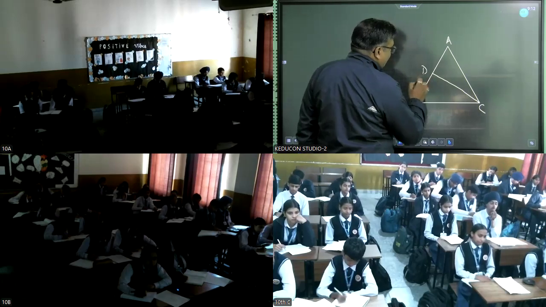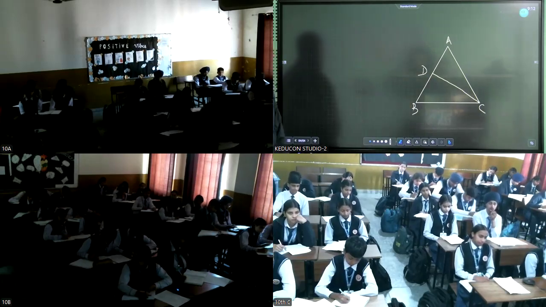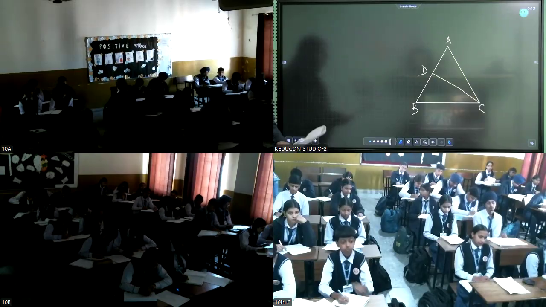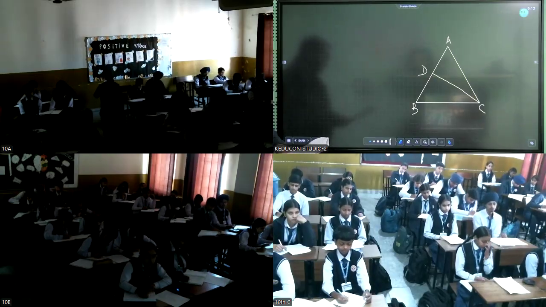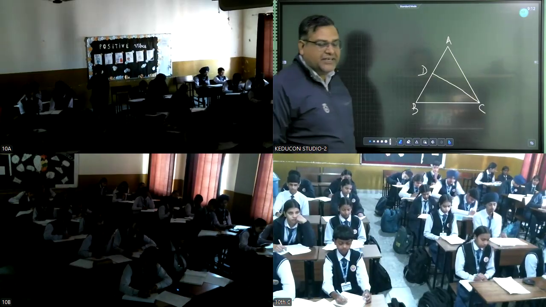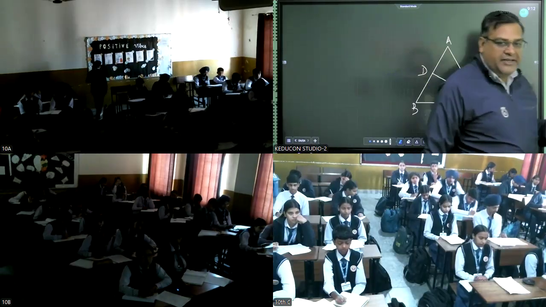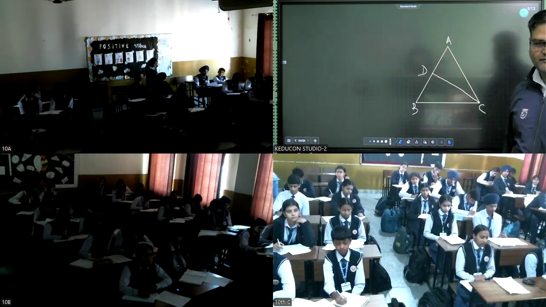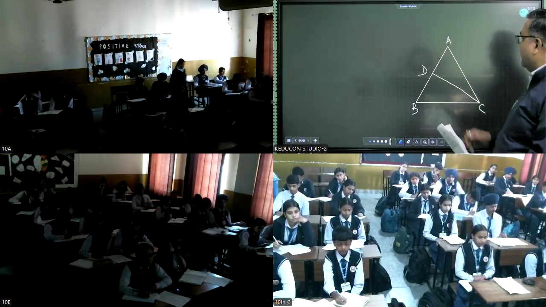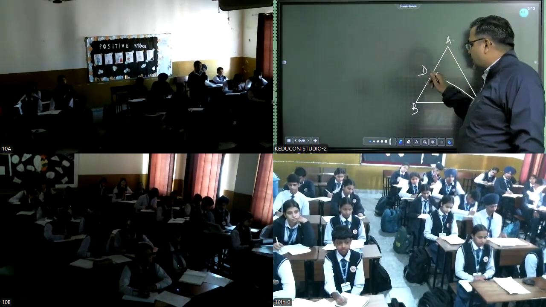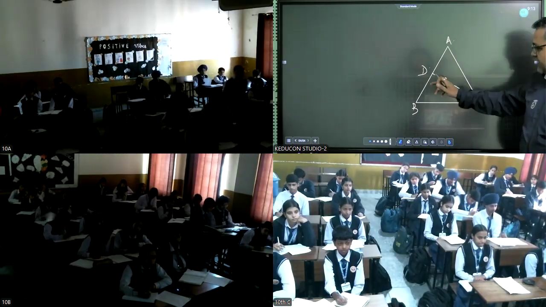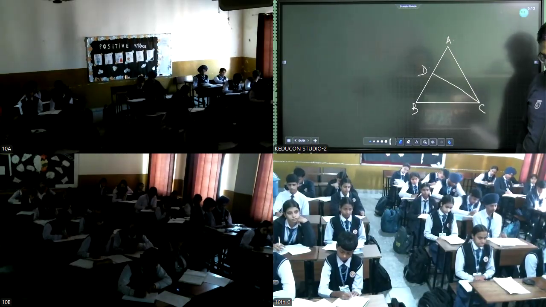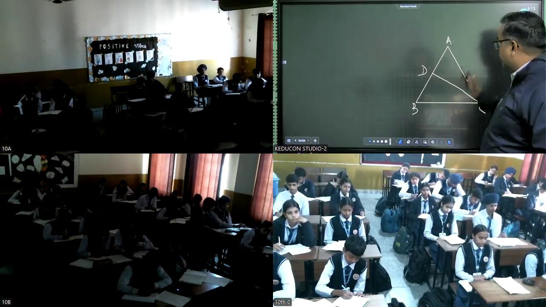Let's say this is the median. Yes or no, children? The coordinates of A, B, C are given. To find the length of CD, you require the coordinates of D. How to find the coordinates of D? D is the midpoint of AB. So find the coordinates of D and then find the length of CD. Please do it.